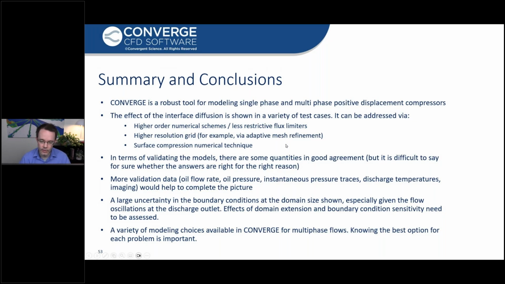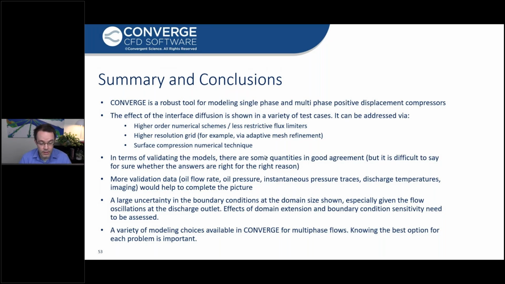We validated the models with a couple cases, although in this application, there's really not a lot of information available in the public to really get a very definitive answer of whether or not your model is giving the right results for the right reasons. But overall, we did see reasonably good agreement in terms of flow rate, power, and temperature. There is a lot of uncertainty in some of the cases about how that multi-phase flow interacts, especially with the outlet. So doing some studies on the domain extension and the alternate treatments of the pressure at those outlet boundary conditions could be something important to know.